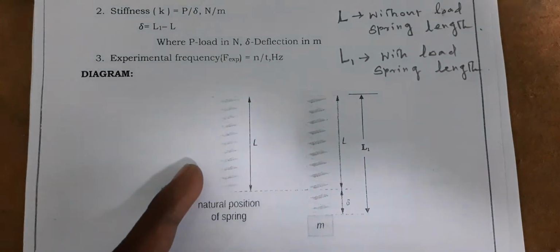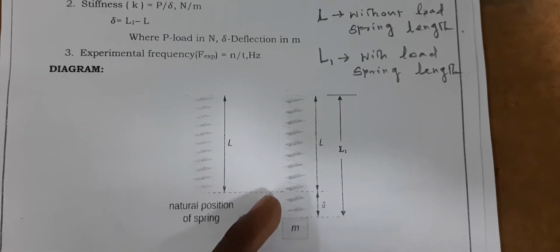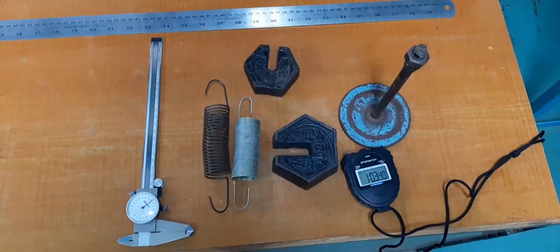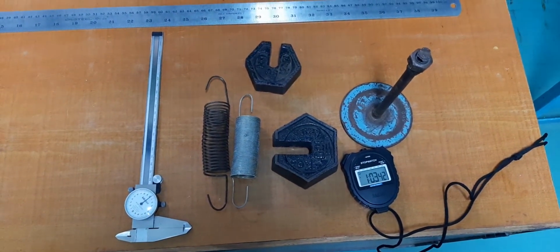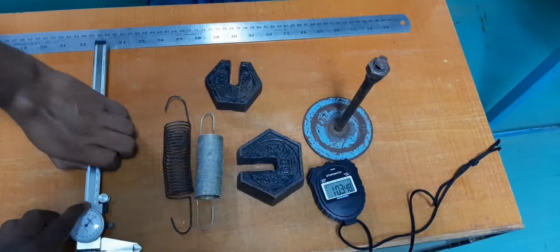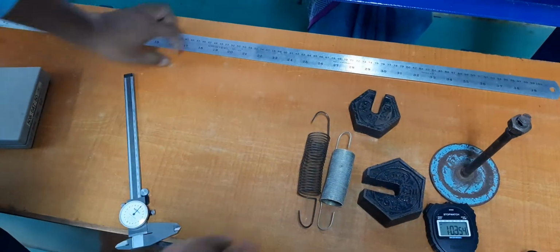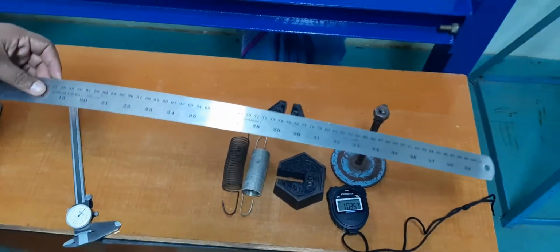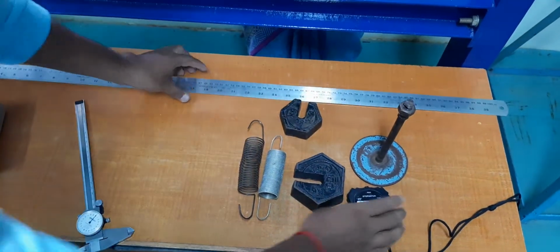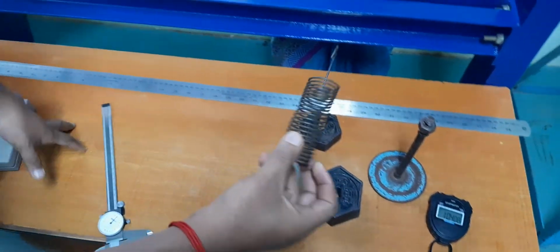This diagram indicates the spring without any load. This diagram indicates the spring after we apply the load. Now we are going to see the apparatus we are going to use in this experiment. This one is dial gauge vernier. This is steel rule. This one is stopwatch. And this is spring.